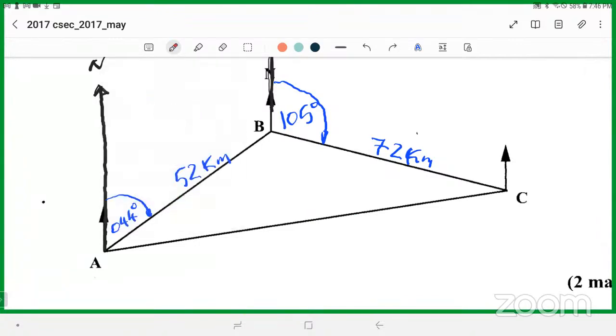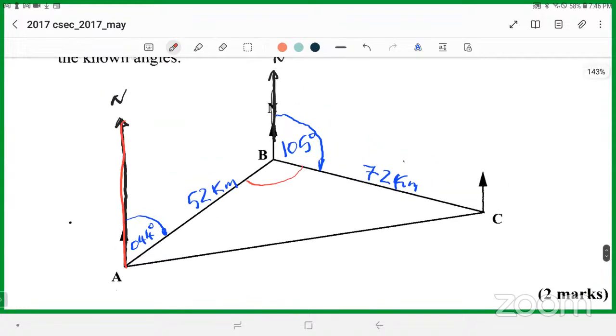inside here. It's a U angle. So that will be a U angle, and so we can find this angle over here, co-interior with this one, and then total angle around the point is 360.